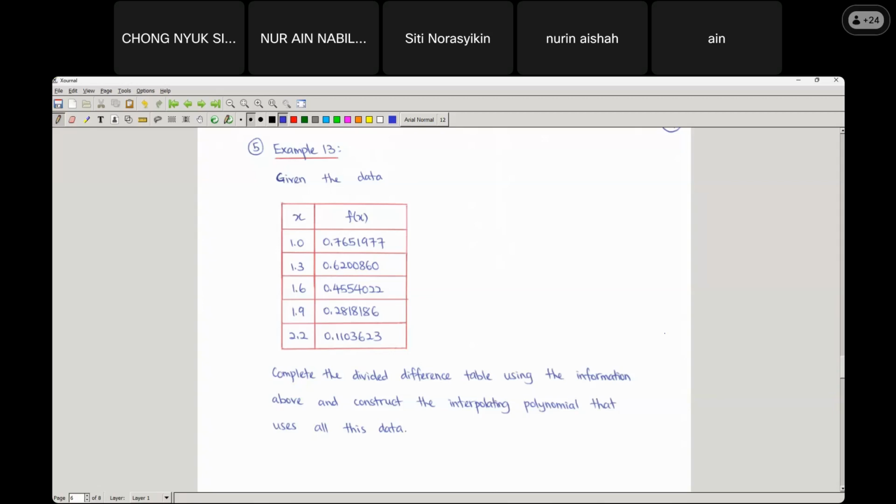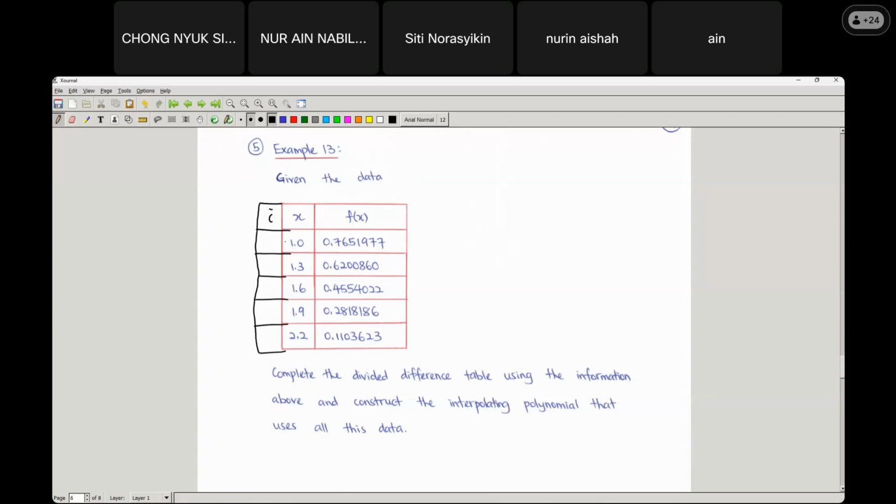For example, you are given a data set. Actually, you can add a column if you want. If you want to use i, you can, and if you want to use n, you can also. It is up to you. So let's say you want to use i.